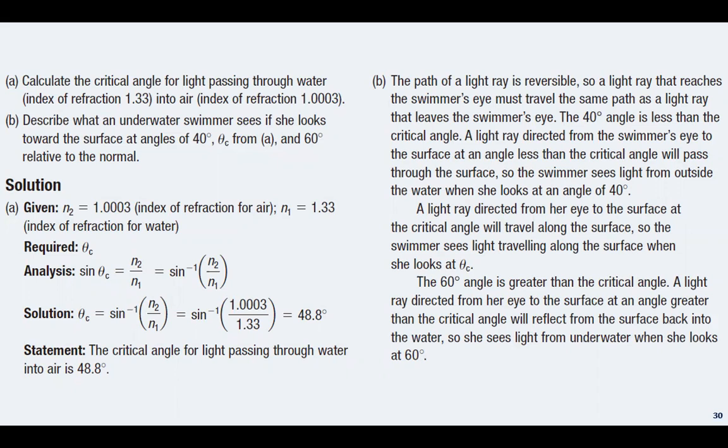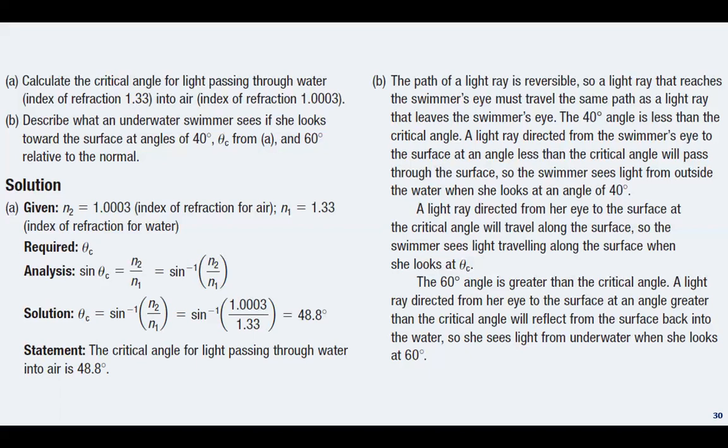So in question B, the path of a light ray is reversible. So a light ray that reaches the swimmer's eye must travel the same path as the light ray that leaves the swimmer's eye. The 40 degree angle is less than the critical angle, right? A light ray directed from the swimmer's eye to the surface at an angle less than the critical angle will pass through the surface. So the swimmer sees light from outside the water when she looks at an angle of 40 degrees. A light ray directed from her eye to the surface at the critical angle will travel along the surface. So the swimmer sees light traveling along the surface when she looks at θc.